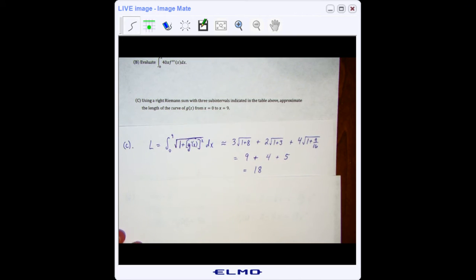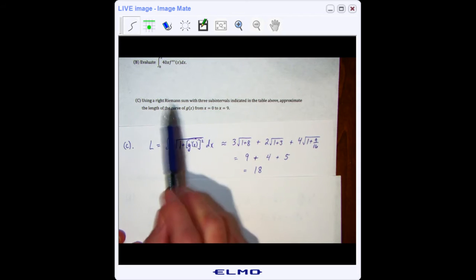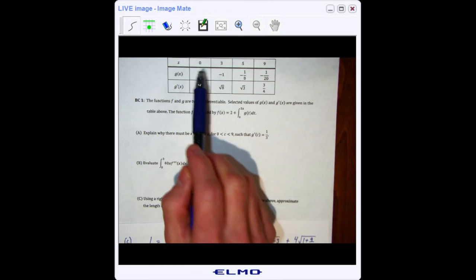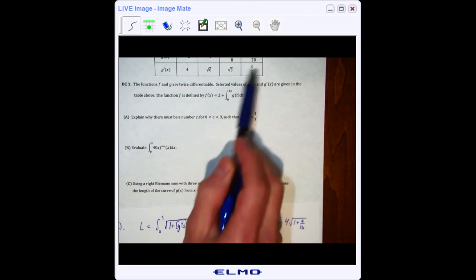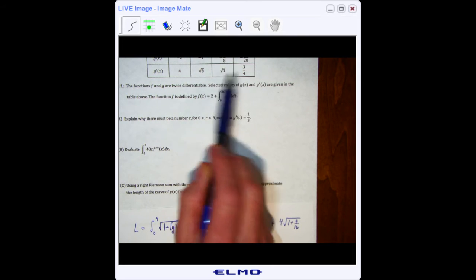Okay, so this time I'm going to be using this 3 times, over 3 intervals: 0 to 3, 3 to 5, and 5 to 9. And I'm going to use these values as my g prime, right? I need a g prime in there. So I'm going to use the radical 8, the radical 3, and the 3/4.